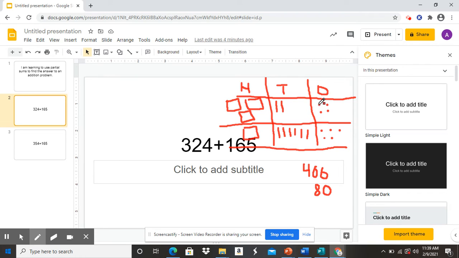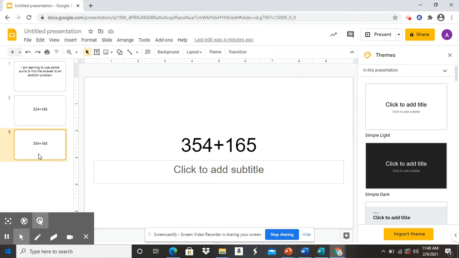Now let's count my ones. 1, 2, 3, 4, 5, 6, 7, 8, 9. And I'll put my 9 in the ones place. Make sure it's lined up correctly and the 9 is in the ones, the 8 will be in the tens, and the 4 will be in the hundreds. These are all my partial sums. If I combine those together, I will have my sum. So what's 400 plus 80, which is 480, plus 9 more is 489. So my sum for 324 plus 165 is 489.